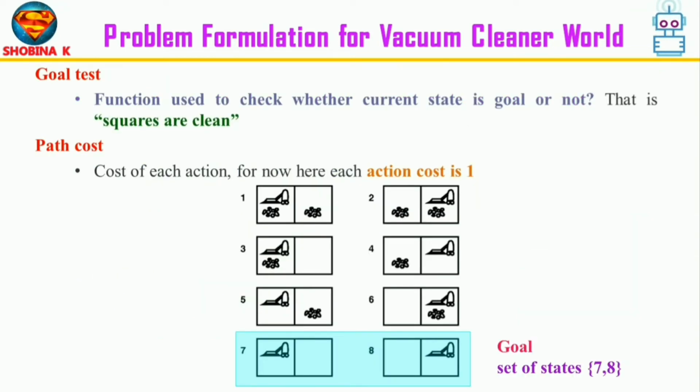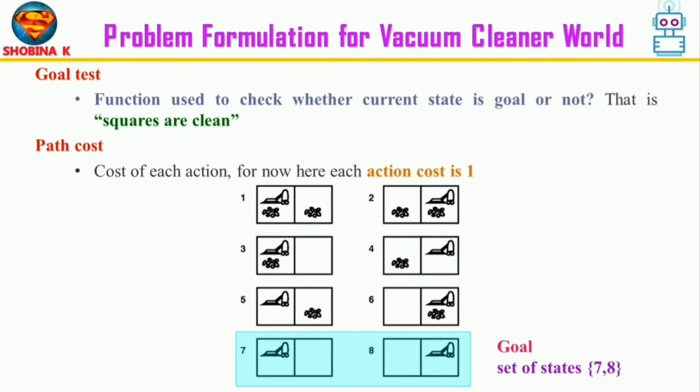Next is the goal test. It will check whether all the squares are clean. And path cost: each step costs 1. So the path cost is the number of steps in the path. So the goal is to clean up all the dirt. That is, the goal is equivalent to the set of states 7, 8.